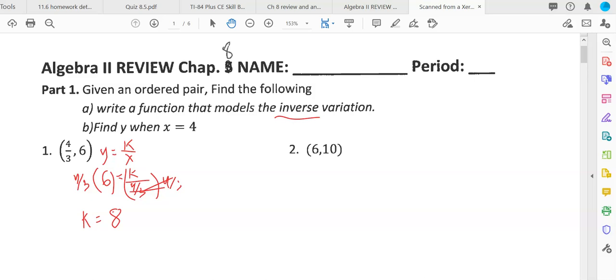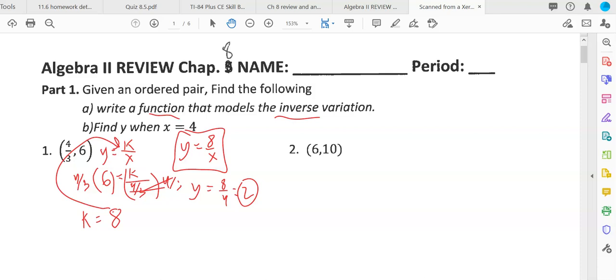So my equation, it says find the function. So my function would be, again, you're going to plug that in to k here. So it's going to be y equals 8 divided by x. That will work for the rest of this problem. Find y when x is 4. So y would equal 8 divided by 4, which is 2.